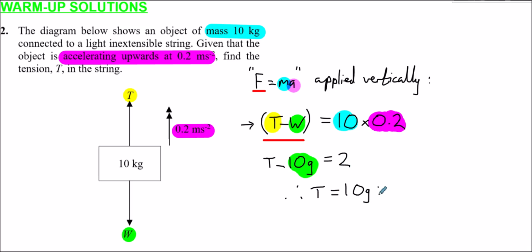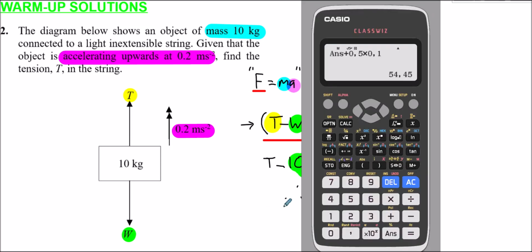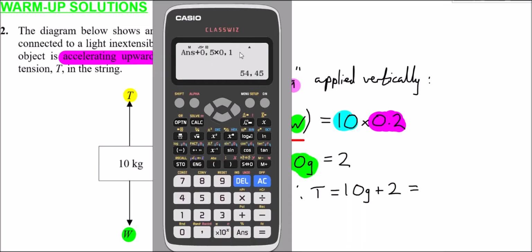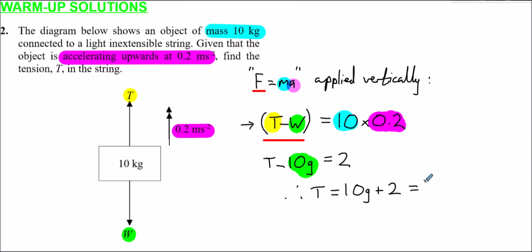plus 2. Now we need to remember that g is 9.8 unless a question says otherwise. So 10 multiplied by 9.8 plus 2 gives us 100 newtons. So that's question 2. Let's now have a look at the third one.